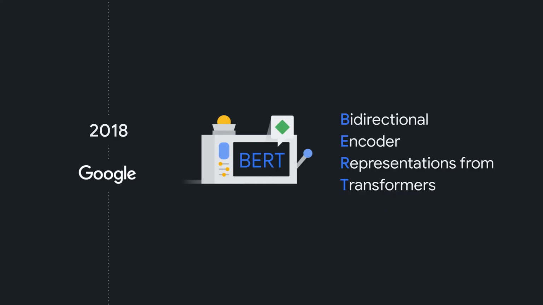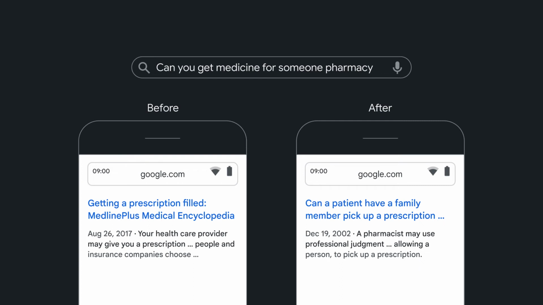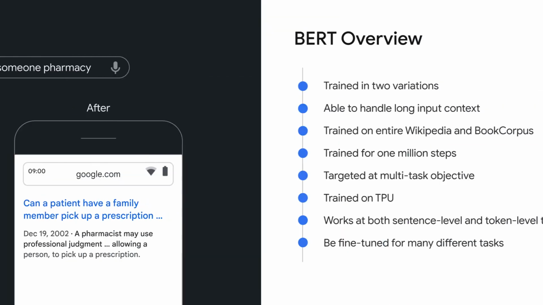BERT stands for Bidirectional Encoder Representations from Transformers and was developed by Google in 2018. Since then, multiple variations of BERT have been built. Today, BERT powers Google Search. You can see how different the results provided by BERT are for the same search query before and after.